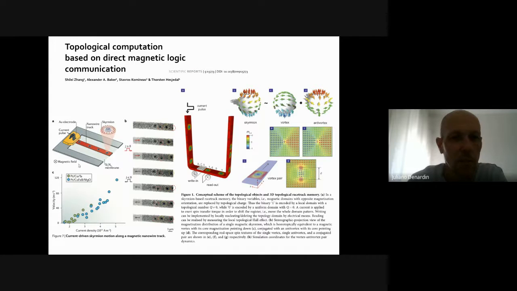Some setups have already been tested in some tracks like this, and they managed to generate small skyrmions, not so small, but micrometer skyrmions, and to propagate them on tracks. And skyrmions are similar to other domains in magnetic materials like vortex or anti-vortex, but they are a little bit different, and they can be more stable.